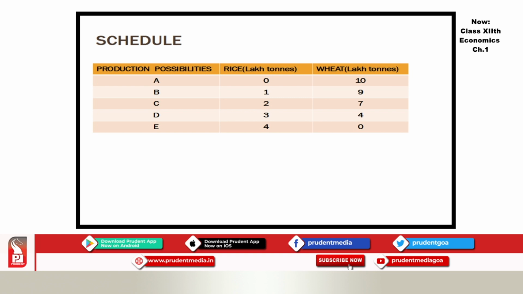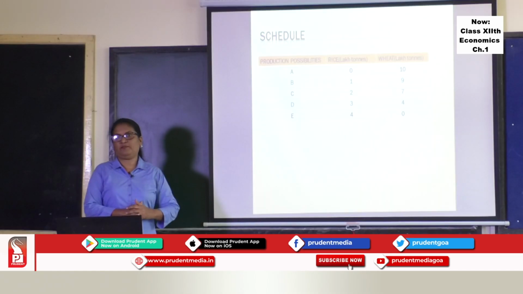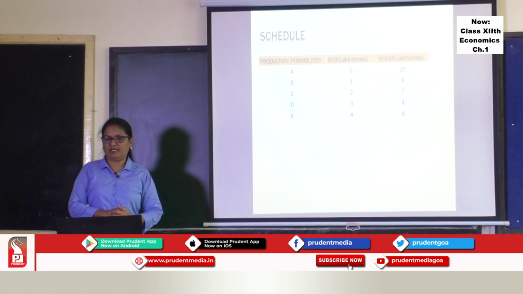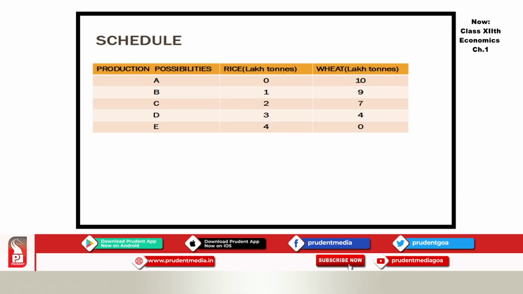Now we have the schedule. It's a tabular presentation of the possibilities of the two goods, the two commodities which the producer can produce with his available resources. So we have the possibilities A, B, C, D and E. Now if you take the possibility A, students, you can see 0 lakh tons of rice and 10 lakh tons of wheat. That means the available resources are utilized in the production of wheat only. There is no production of rice at all.